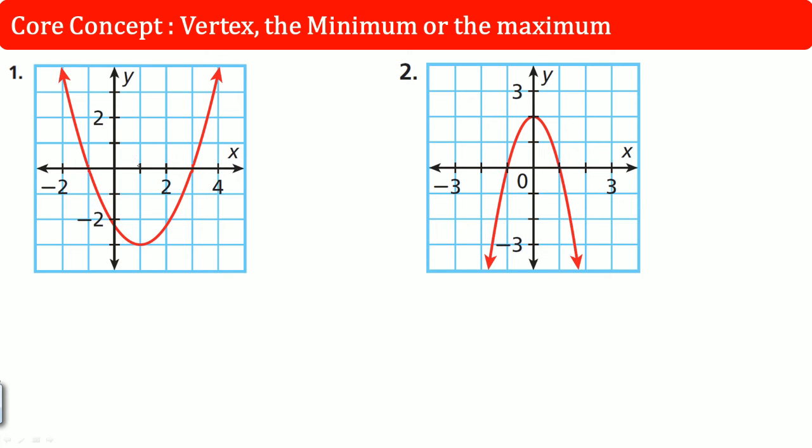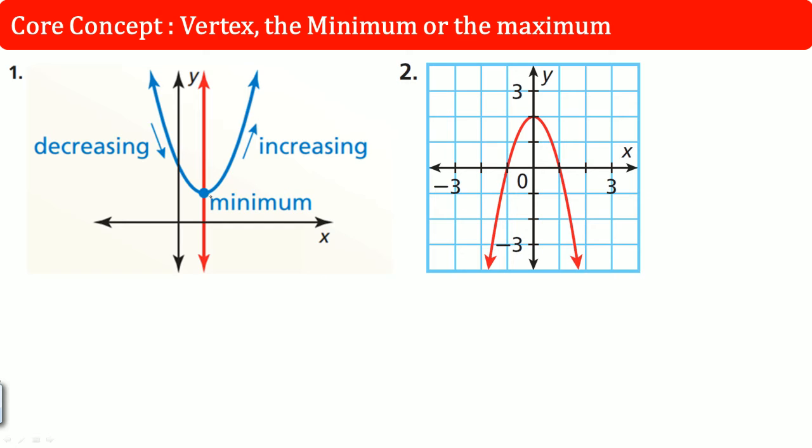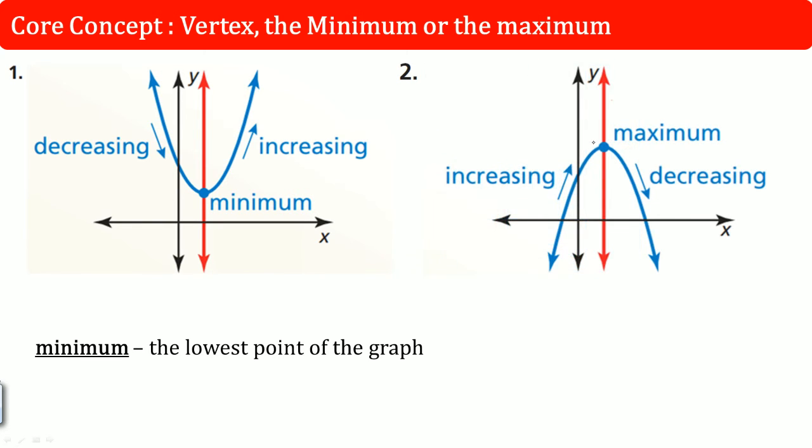Number 1, you see that it starts by decreasing, hits a lowest value, which we're going to call the minimum, then it's going to go back up again, which is increasing. So the minimum is referred to the lowest point. For number 2, it actually starts increasing first. It hits the maximum, then it goes down by decreasing. That is the maximum, and we call that the highest point of the graph.